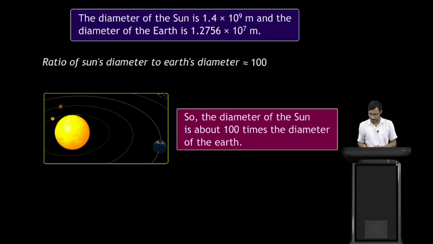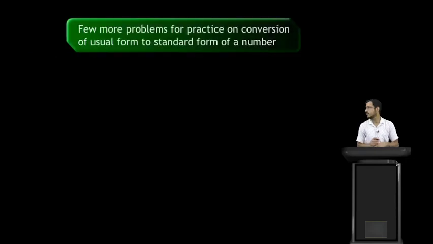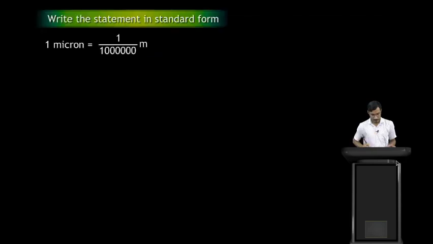Now here are a few more problems for practice on conversion of usual form to standard form of a number. Write the statement in standard form. So 1 micron is equal to, you can see the number of zeros here. We have already discussed this question in the MCQ part. So now here you can see the number of zeros. So yes, 6 zeros. So 10 to the power minus 6.